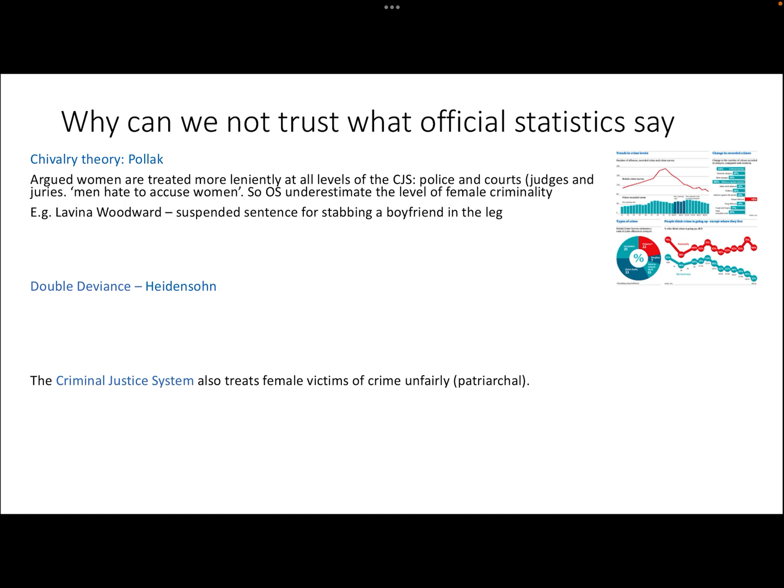A good example of that is the case of Lavinia Woodward. And if you're not aware of that case, please do Google it and have a look.